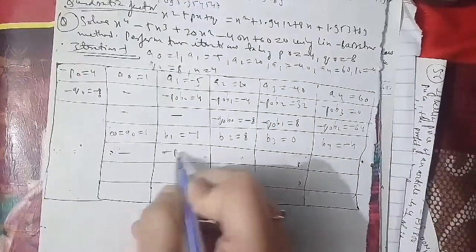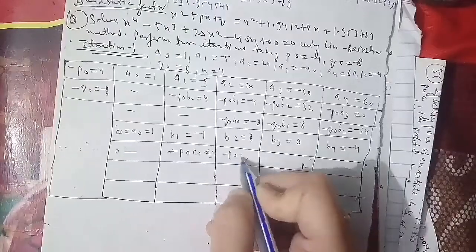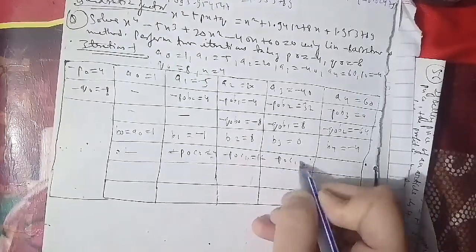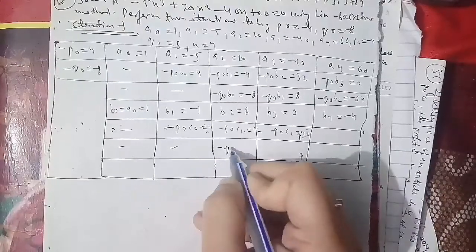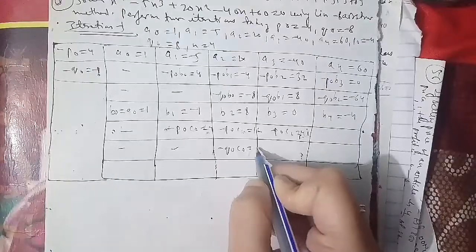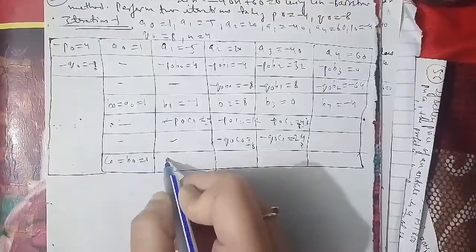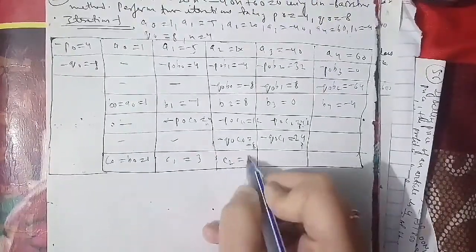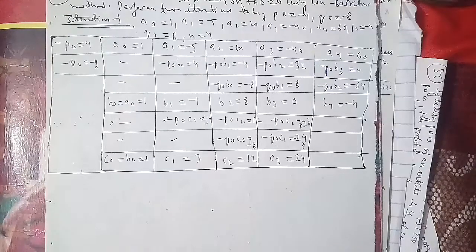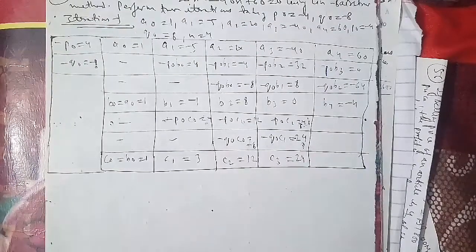For that, minus p0 c0 equals 4, minus p0 c1 equals 12, minus p0 c2 equals 48, minus q0 c0 equals -8, minus q0 c1 equals -24. c0 equals b0 equals 1, c1 equals 3, c2 equals 12, and c3 equals 24. So we'll put the values, and now we'll go ahead to find out the p1 and the q1 respectively.